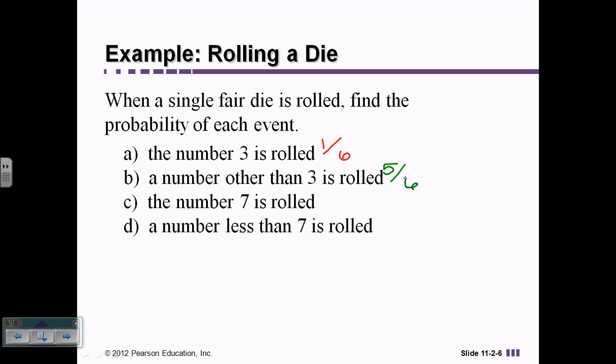The probability that a number 7 is rolled. Well, 7 is not one of the possible faces on a die, so the probability of that happening is 0. Next, a number less than 7 is rolled. If you think about all the numbers on the face of the die from 1 to 6, they're all less than 7. So the probability that I'm going to roll a number less than 7 is guaranteed. So it would be 1.